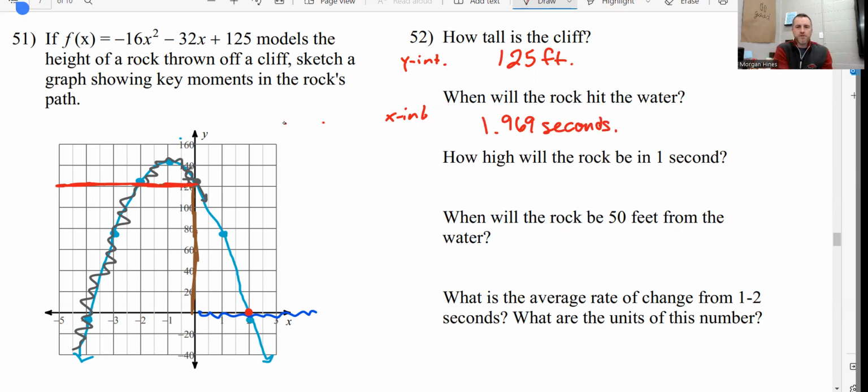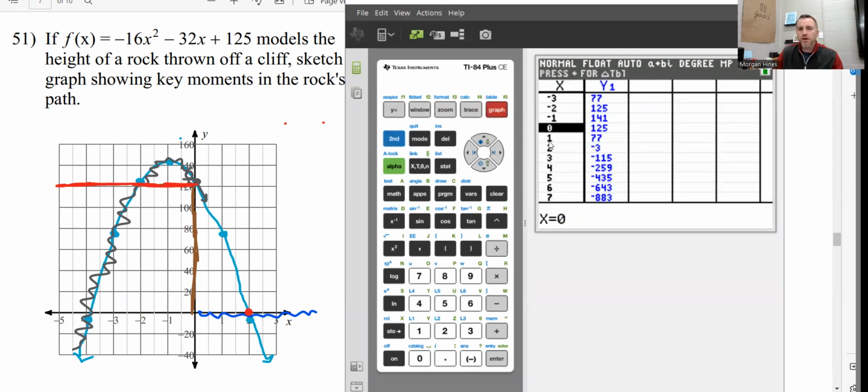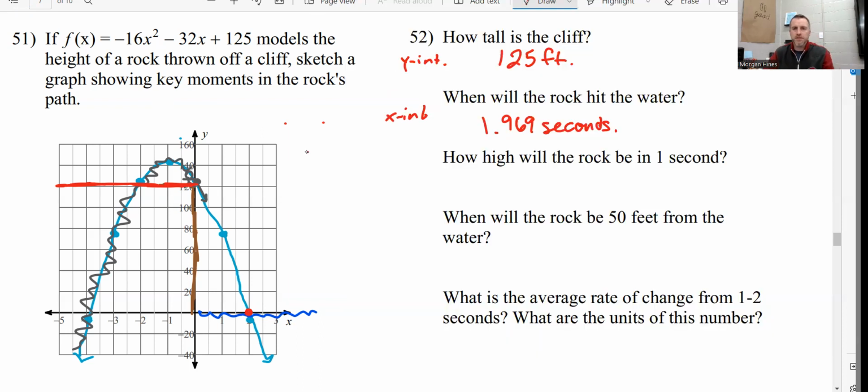How high will the rock be in 1 second? Okay, that's just a specific point. If x represents time, then we can hit second and graph. And when x is 1, the rock is 77 feet off the ground. How high will the rock be? 77 feet above the water.